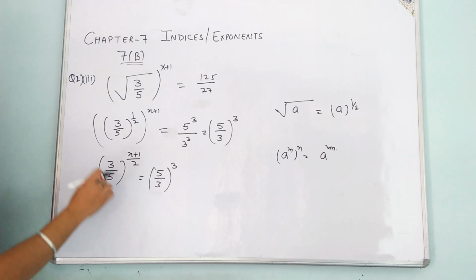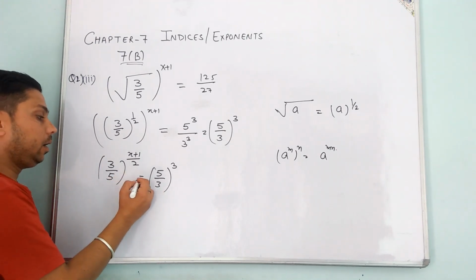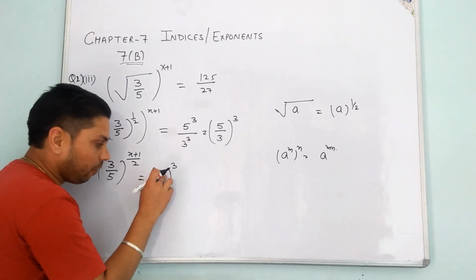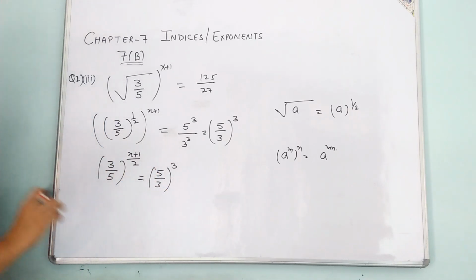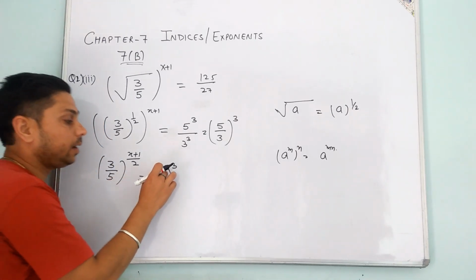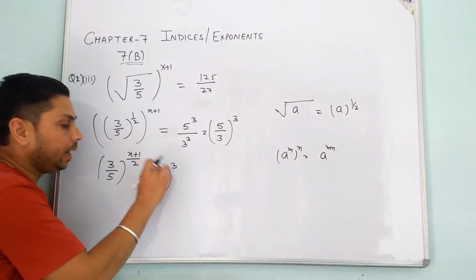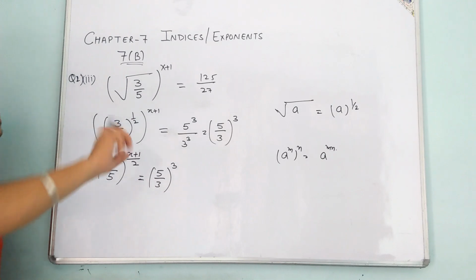Now, look at this thing. Here, two terms are equal. This is 3 over 5. This is 5 over 3. Now, the bases are not the same. This is 3 over 5 and this is 5 over 3. We can make it 3 over 5 by reversing it.